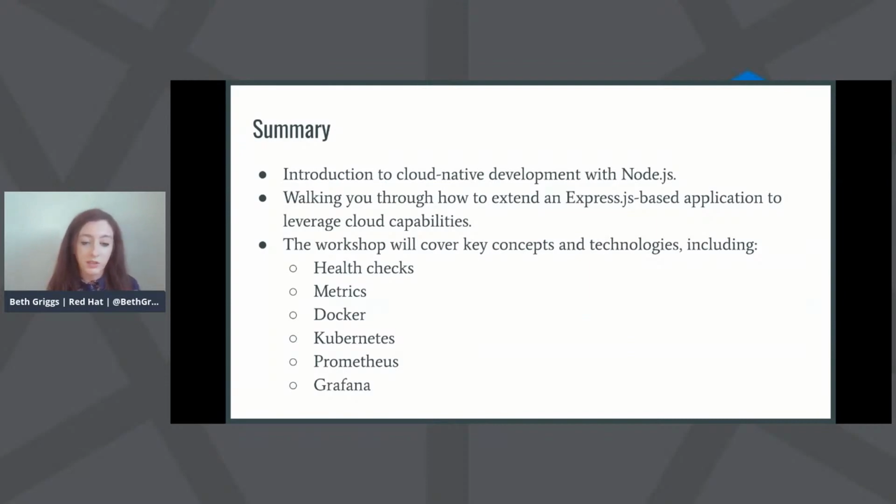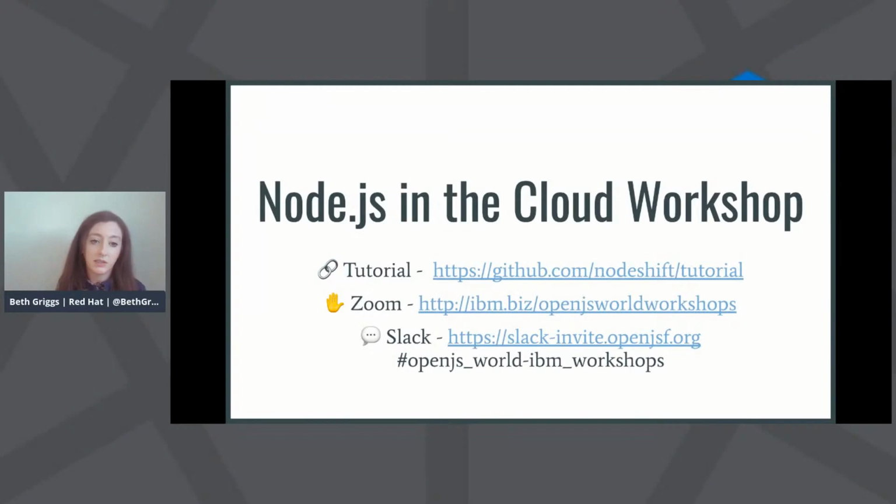So as a summary, that was a very quick introduction to cloud-native development with Node and some key features that you can build into your application that means you better leverage Kubernetes. In particular, the health checks and metrics, but also a brief introduction to Docker and Kube. And with that, we're moving to the self-paced part of the workshop.